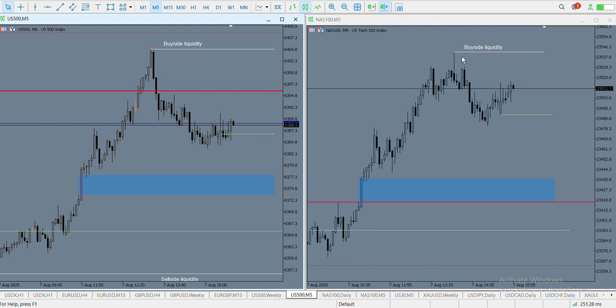And so far, we have the weekly high right here. This week, current weekly high, 23,542 for NAS 100 and 6,404 for US 500.